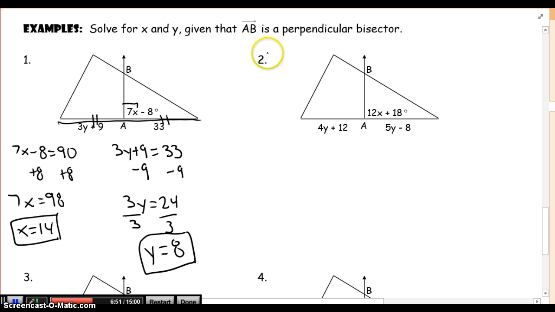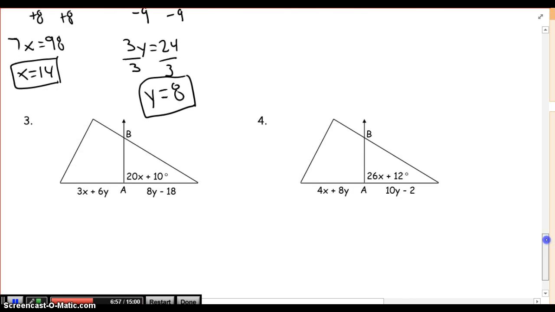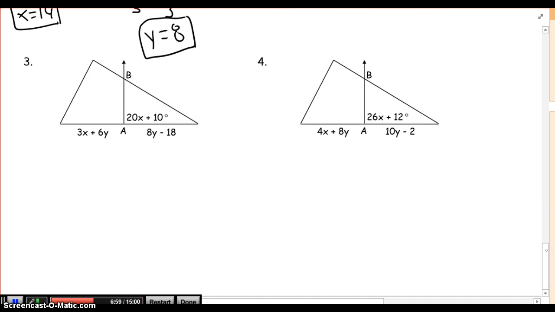Number 2 is a lot like number 1, so I want you to give that one a shot. Number 3, though, is going to be just a tiny bit different, which is why I'm going to have you do 4 on your own. Now let's check out 3. Notice that it's going to start off a little bit more of the same.